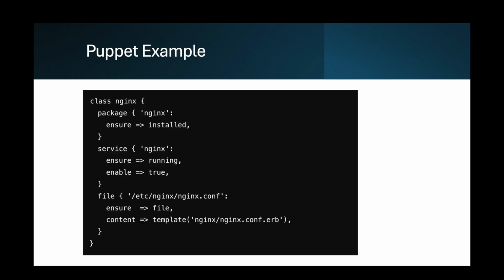Here is an example of a Puppet file where I've created a class nginx, which has package nginx and ensures that it's installed. Next, I'm talking about the service nginx, ensure it's running and enable it to true. The file where the configuration is, etc nginx configuration, ensure that file is there, and the content of this is coming from a template file, which is an ERB file mentioned in the path.